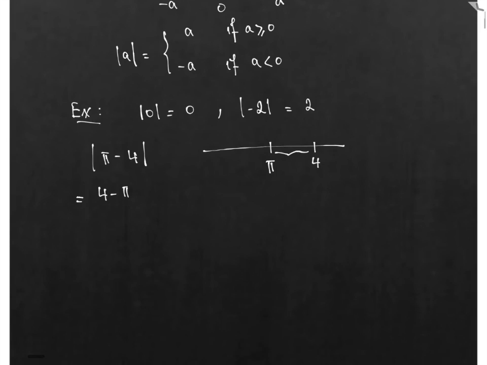Let's do another example similar to this. Let's find the absolute value of pi minus 2. So this is 2. Pi is greater than 2. Therefore, the absolute value of pi minus 2 is just pi minus 2.